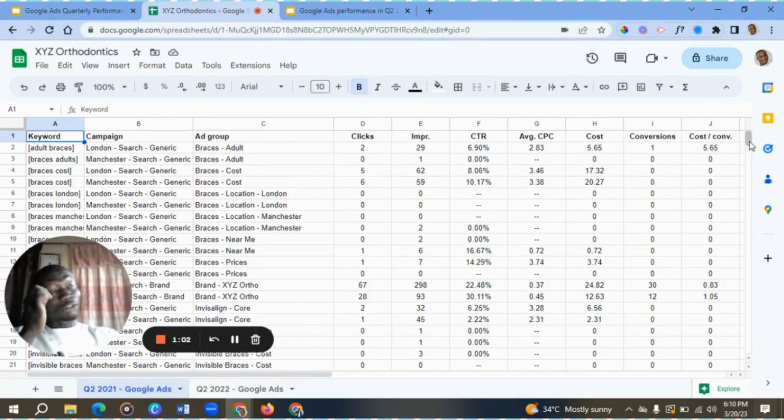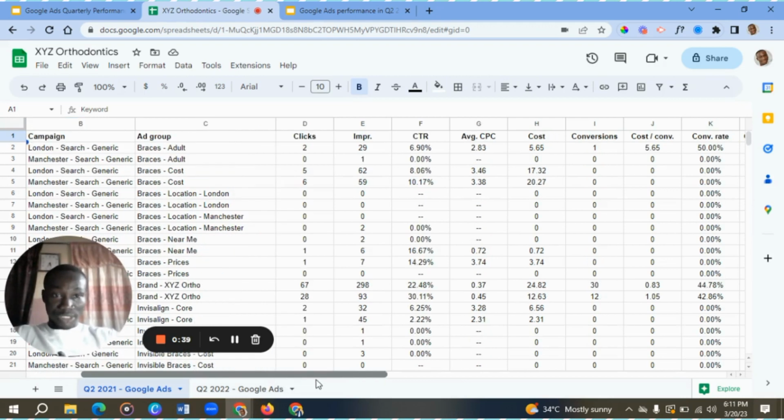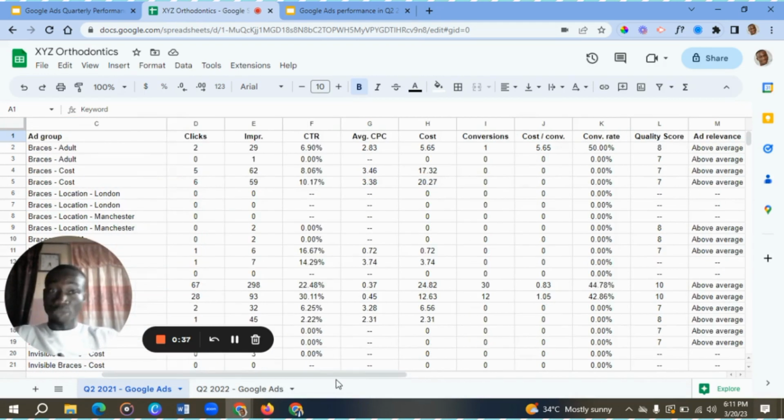So basically, when you are creating a quarterly report, you have to look at the important things. First of all, you have to look at the clicks, the impressions, the click-through rate, average CPC. You have to look at cost, not really relevant sometimes, but you have to look at the conversions. You have to look at cost per conversion. In our case, we're using cost per lead, something similar, just a different terminology. Then also, you have to look at the conversion rate. Those are the major metrics you have to look at. The rest are not really important.